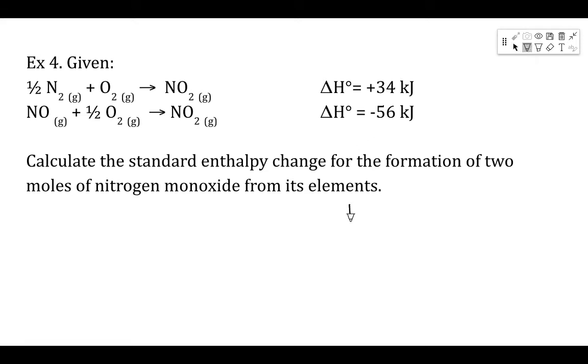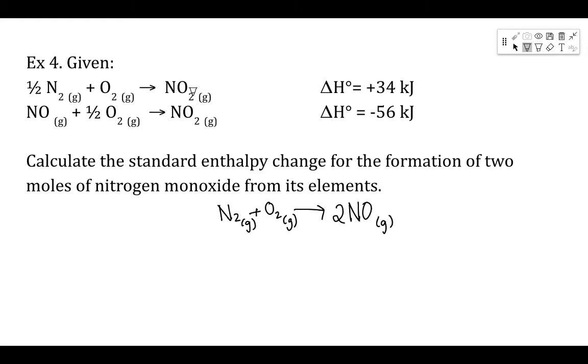And nitrogen monoxide is NO, that is gas, and it says 2 moles of nitrogen monoxide. And the formation of nitrogen monoxide from its elements. The elements that make up nitrogen monoxide are nitrogen, which is N2, right? Because that is a diatomic element, plus oxygen, which is also a diatomic element. And that is fully balanced. This is your target equation.